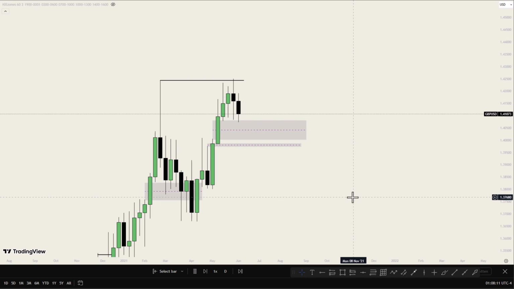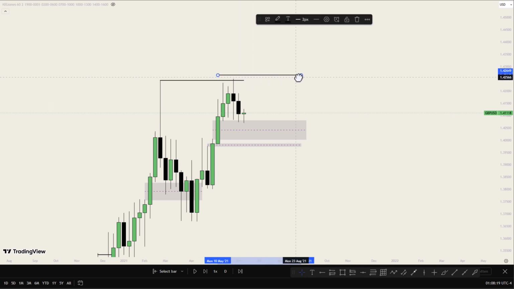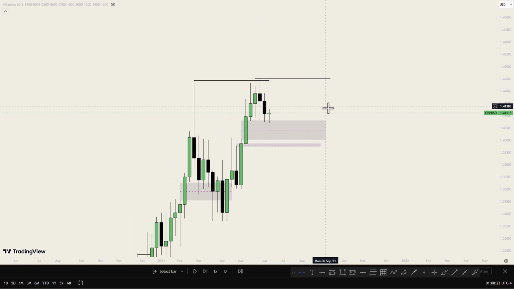Now, price has entered into the internal range liquidity. Where will be our target next? Our target will be external range liquidity. However, we see a fair value gap below here, which would be at the discount price level. But let's see what price will do.